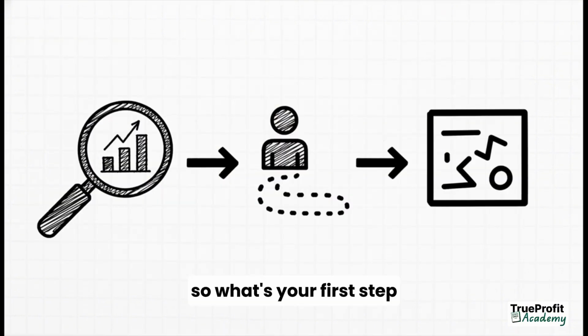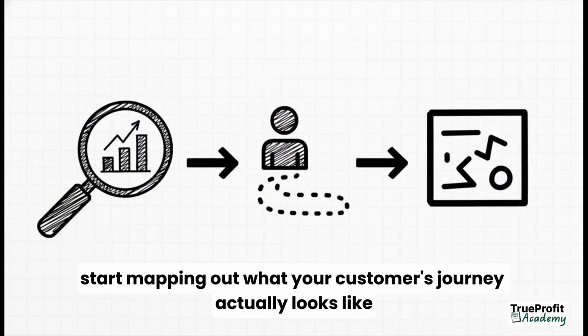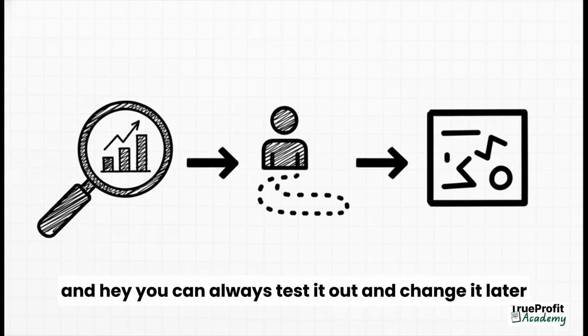So, what's your first step? It's simple. Go dive into your own data. Start mapping out what your customer's journey actually looks like. From there, you can pick a model that seems to fit that story. And hey, you can always test it out and change it later.